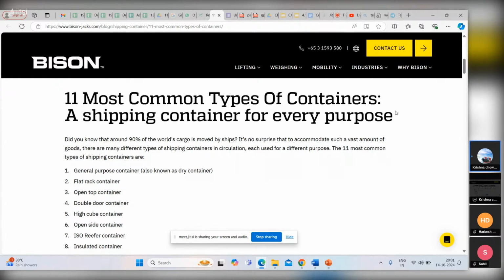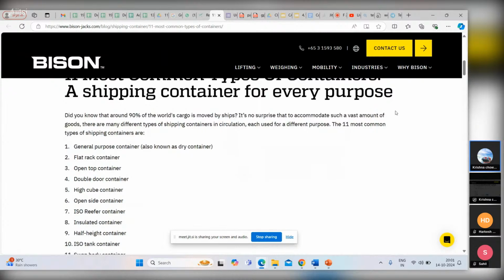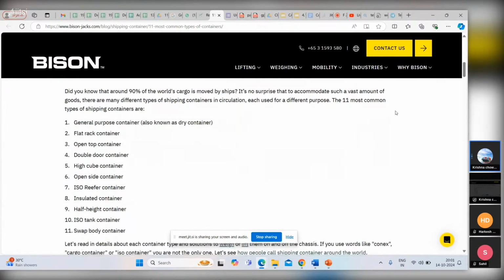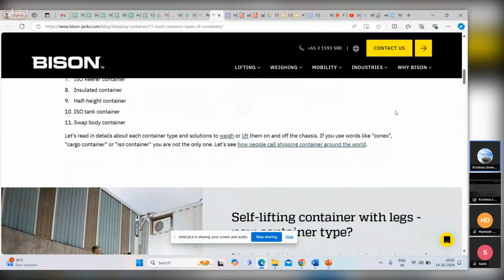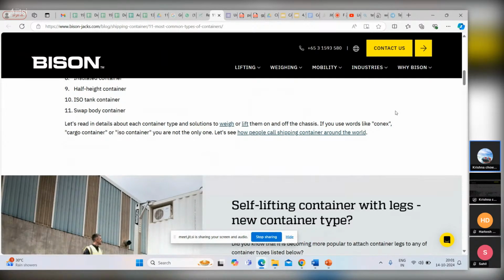So of course the first one is the general purpose or dry container. Then flat rack, open top container, double door container, high cube container, open side container, reefer container, insulated container, half height container, tank container, and swap body container. Now we'll go through the details of each and every container.